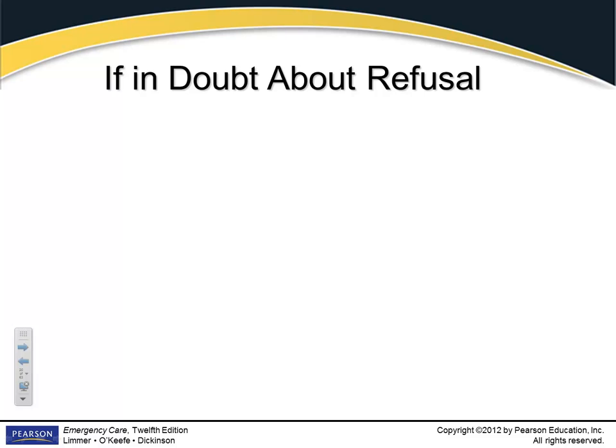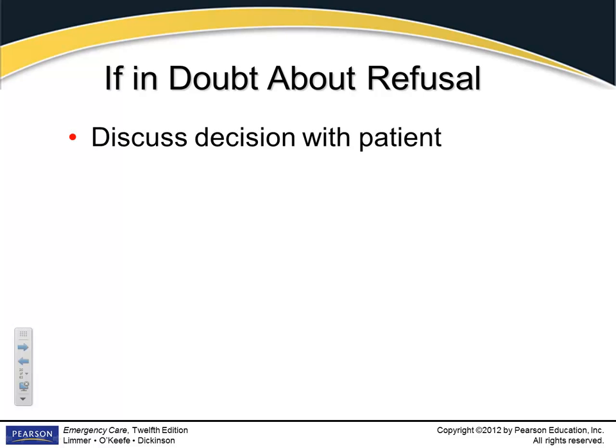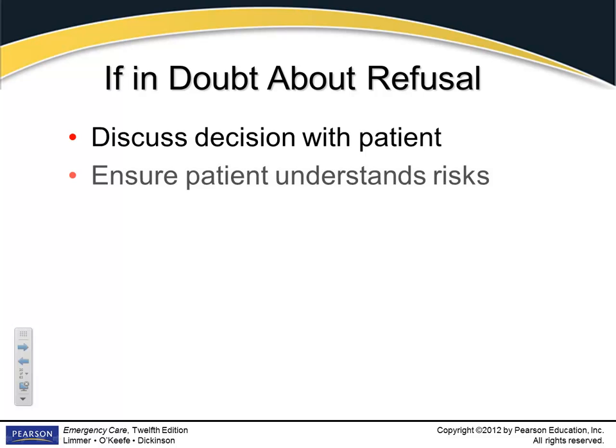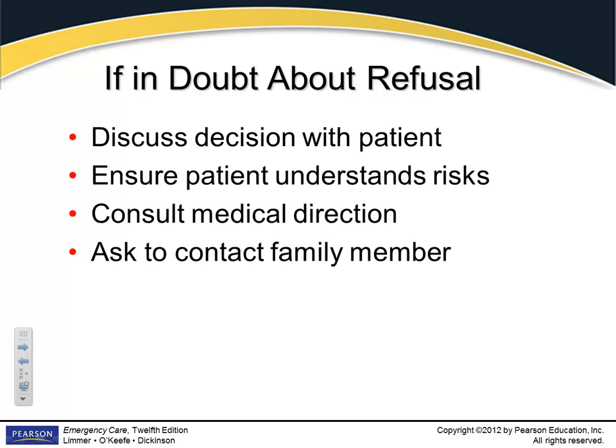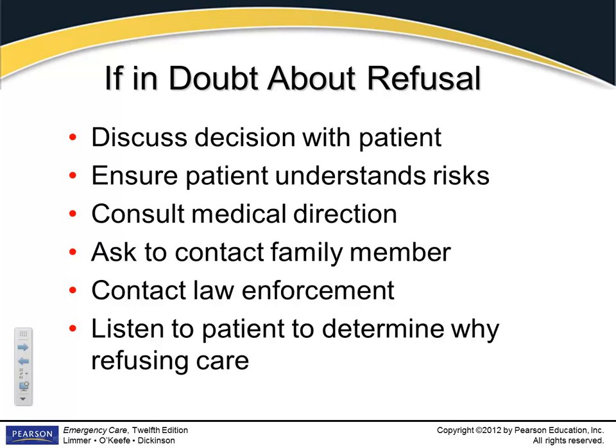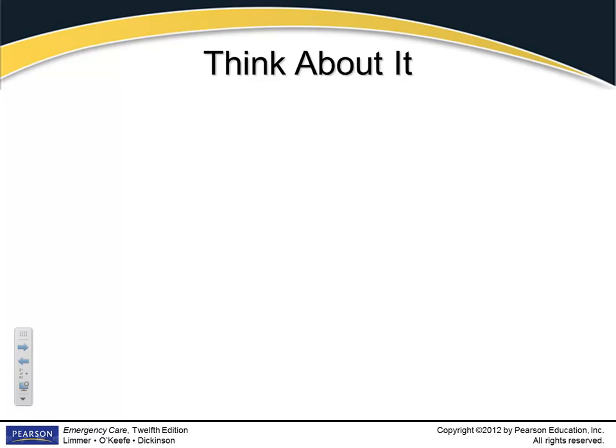I hope you do. If in doubt about a refusal, talk about it with the patient. Make sure that you're sure, that they're sure, that everybody's sure that they want to refuse. Make sure they understand. Call med control. Talk to a family member. I know these are all things you're saying. Didn't she just tell us that? You forget them, and they're so important. Call law enforcement if you're concerned that you may need to take somebody against their will. Make sure you listen to the patient and find out what the barrier is, why they're refusing care.